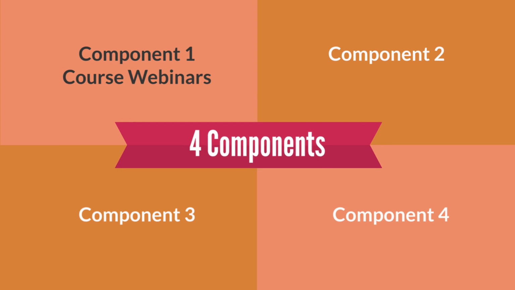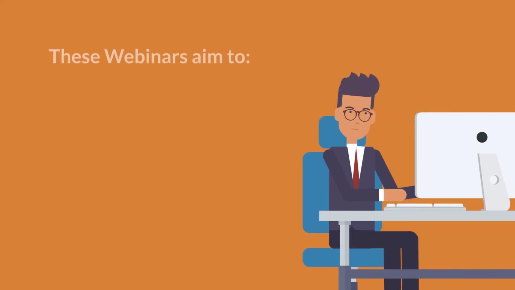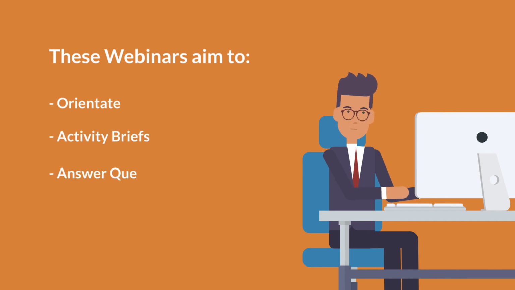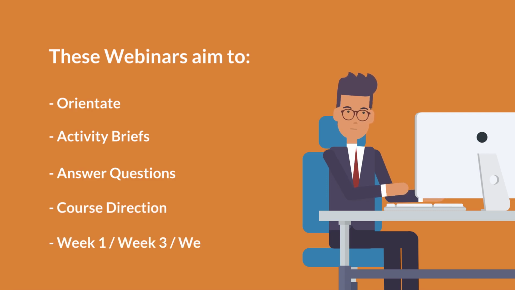Component 1, Course Information Webinars. These are live video streaming webinars to orientate students, describe activity briefs, take questions from students via chat, and generally ensure that students are clear on what they are supposed to be doing at relevant points during the course. Typically, there are 3 of these during the course, taking place at the beginning of week 1, the end of week 3, and the beginning of week 10.